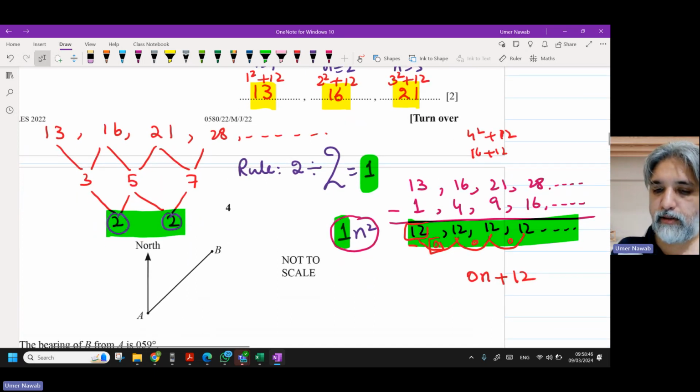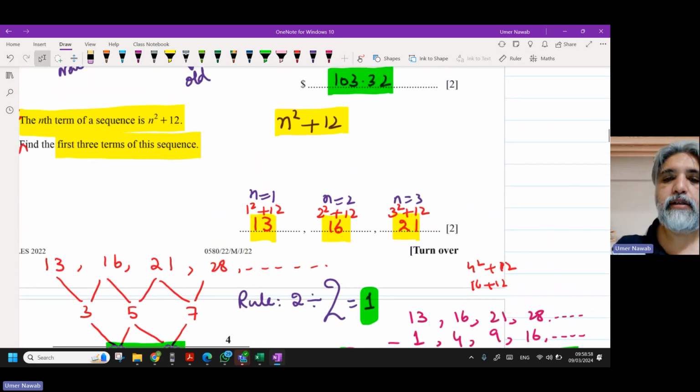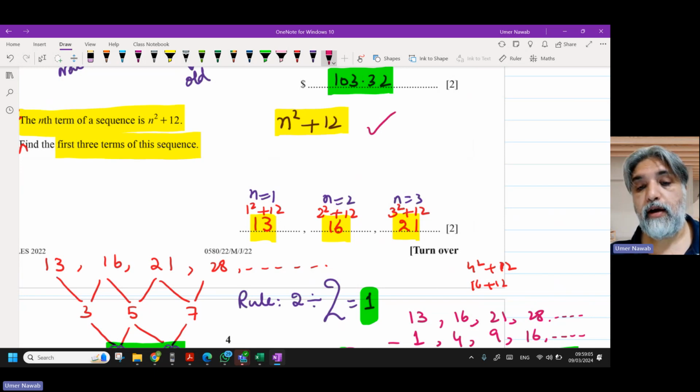So can I write the nth term of the sequence? 1n squared plus 0n plus 12. Sometimes we skip 0n and we write n squared plus 12. Is it matching with my answer? Yes, it is matching. So guys, both ways I have explained it to you. In the question, he asked you to write down the first three terms. I wrote it.